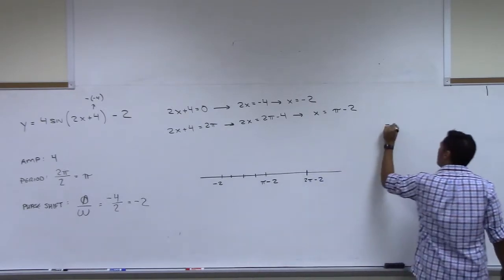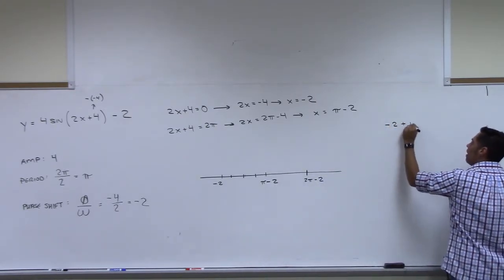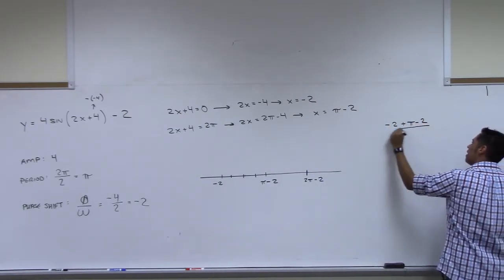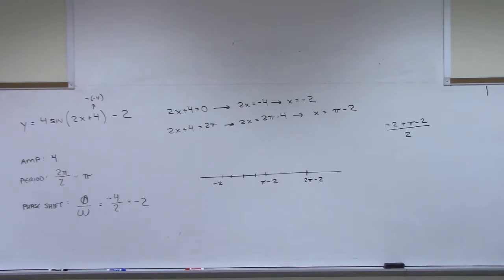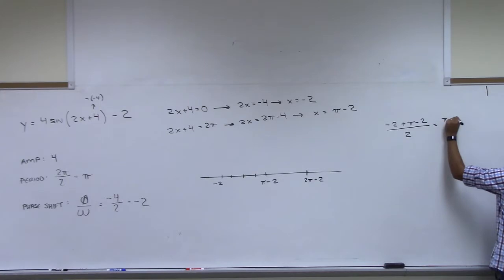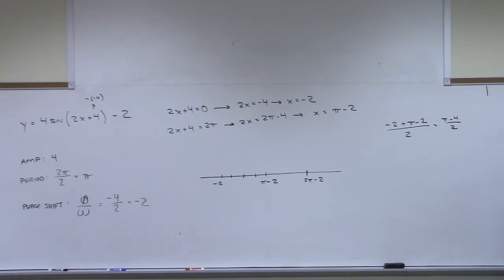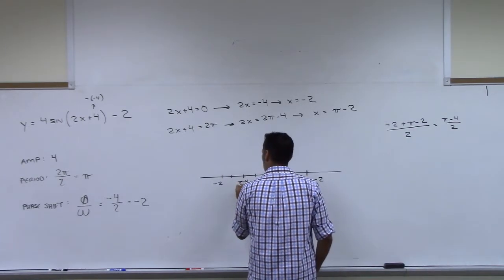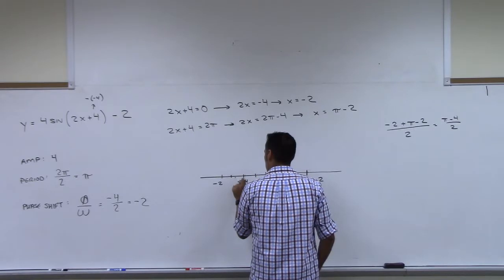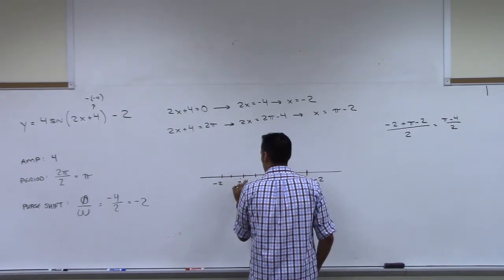So I'm doing -2 plus pi minus 2. I'm adding them together and then dividing by 2. And what do you get? It's going to be a weird number. Pi minus 4 over 2. That's what you get. That's halfway. I know it looks strange, but that's what it is. Pi minus 4 over 2. This problem is straight out of the book, okay? I'm not making this up, all right?